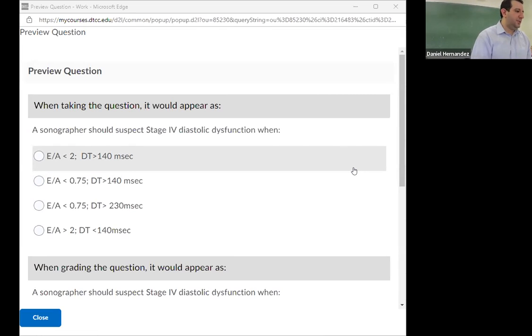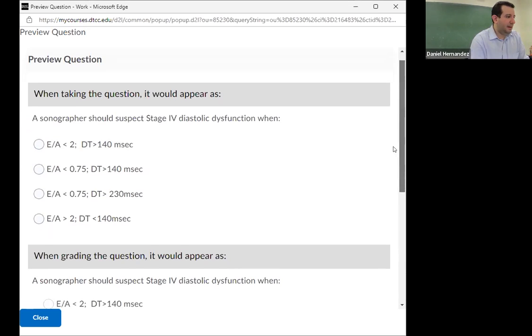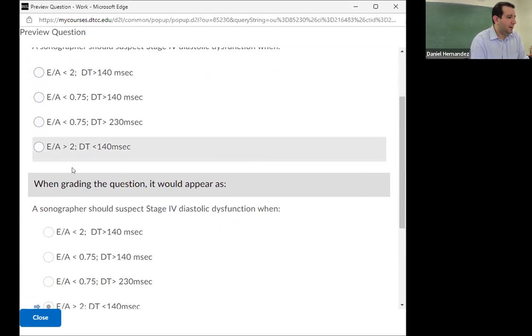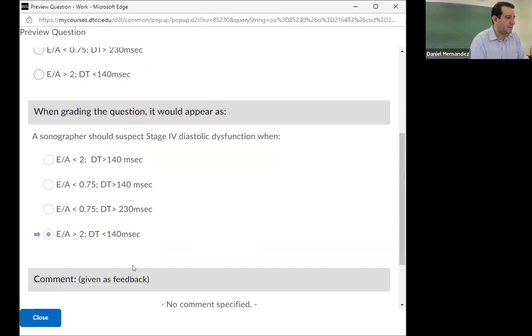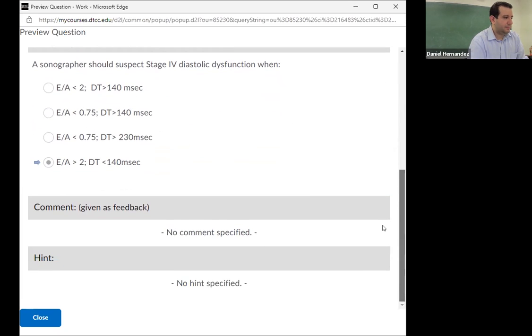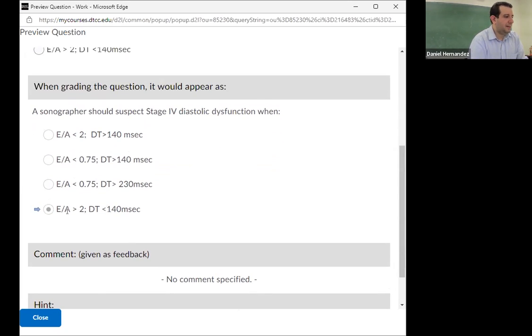So a sonographer should suspect stage 4 diastolic dysfunction when... So the answer is going to be if we have an E to A ratio that's greater than 2, and then a very fast deceleration time, so less than 140. It's going to be this last one. So we have a very big E, little a, and then a very sharp, fast deceleration time. We're measuring along that slope of that E wave.